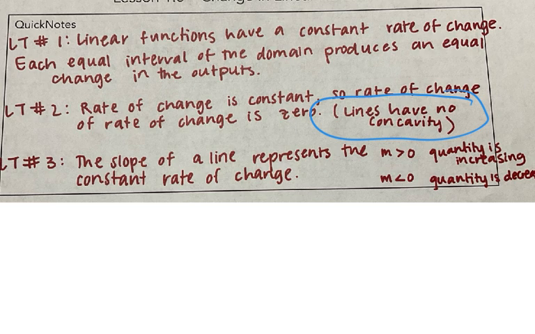And then big idea 3, the slope of a line represents the constant rate of change. So that's what we said. Anytime you see rate of change, think slope. You see slope, think rate of change. They're used interchangeably. If my slope is positive, that means the quantity is increasing. That's what that says there. If m is greater than 0, if the slope is positive, we're increasing. If the slope is negative, the quantity is decreasing. So in our U-Haul problem, the slope was positive because the prices kept going up, right? It was positive 0.89.